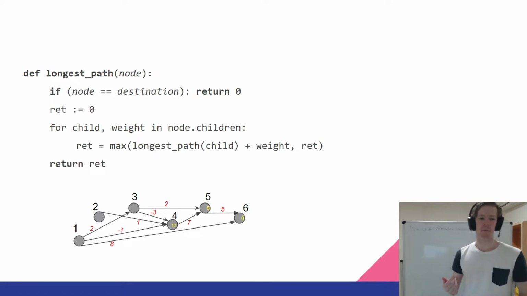So if we go to 3 now, and we iterate across all of its edges, we find that we either have 2 plus 5, because the weight of 2 plus the already calculated value at 5 gives the longest path if you go down that path. Or if you go down the path from 3 to 4 to 5, we end up with minus 3, which is the weight from 3 to 4, plus 12, which is the stored value at node 4. So minus 3 plus 12 is 9, 2 plus 5 is 7, so we take the maximum of those two and we store 9 in 3.